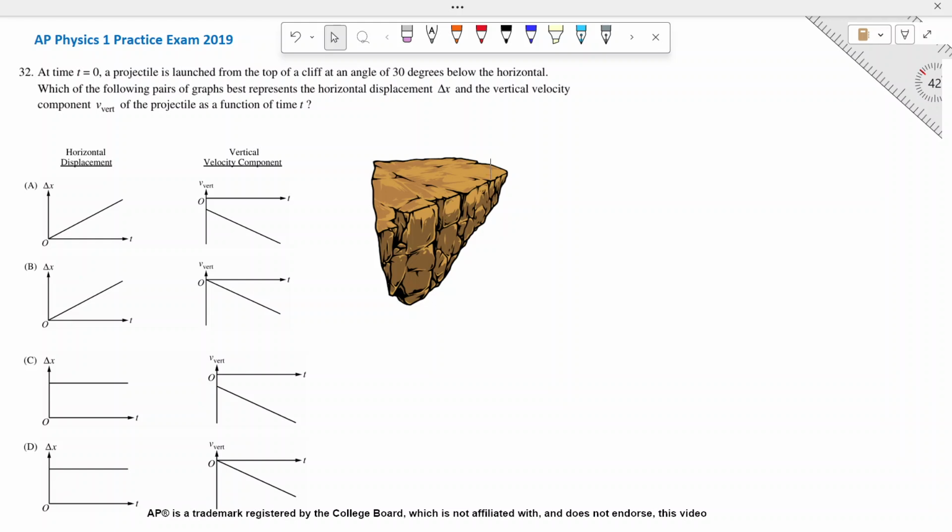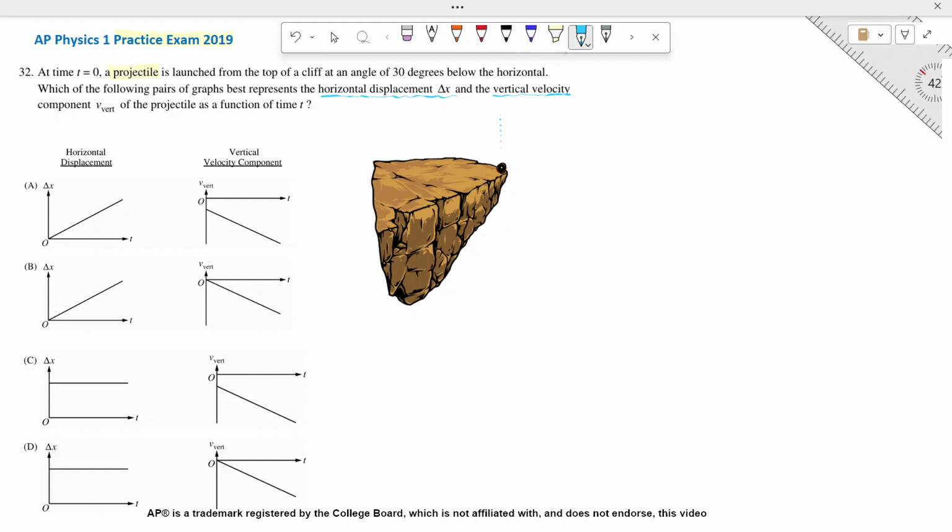This question is about the motion graphs of two-dimensional motion, which is projectile motion, taken from the practice exam 2019. So we are going to throw a ball from the top of the cliff from this point at an angle 30 degrees below horizontal. So we have to investigate the horizontal displacement as well as the vertical velocity versus time graphs.